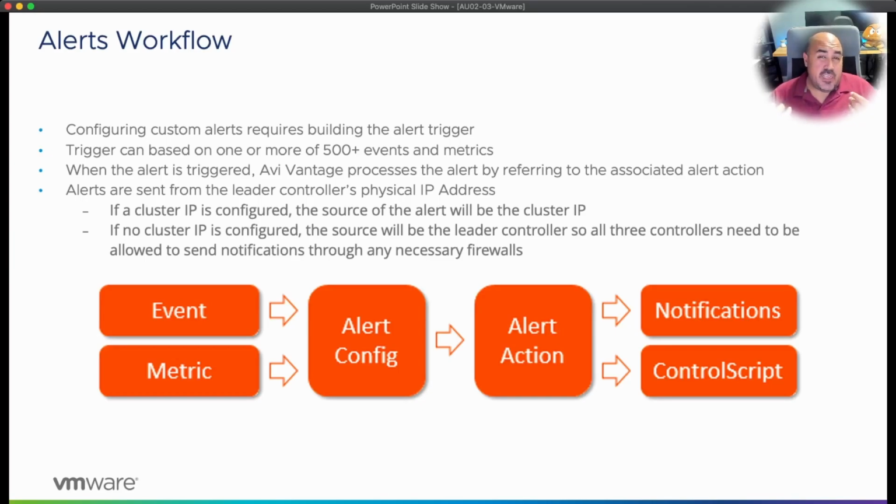A control script is actually a Python script that you can create on your own, of an action you want AVI to do. Do you want AVI to execute a script which maybe will create an update on a server or infrastructure, or do some type of action or an automated action that you need? That's what control script is for, and it's very useful for those very advanced alert maneuvers that you want to do.